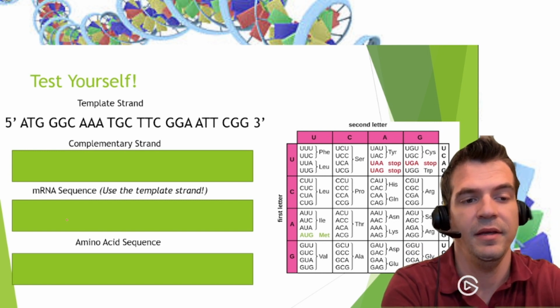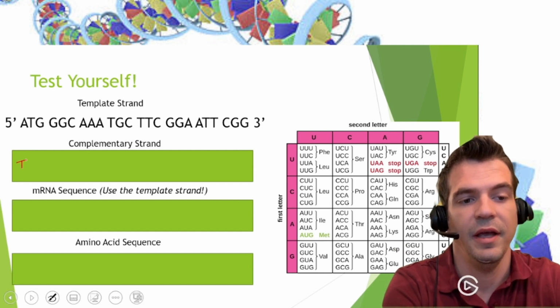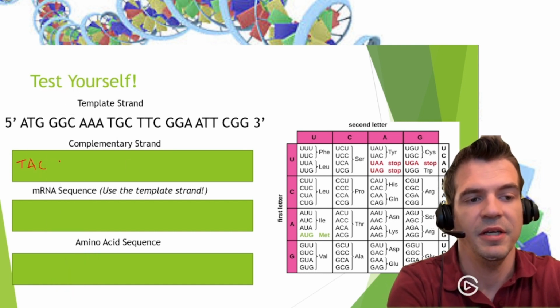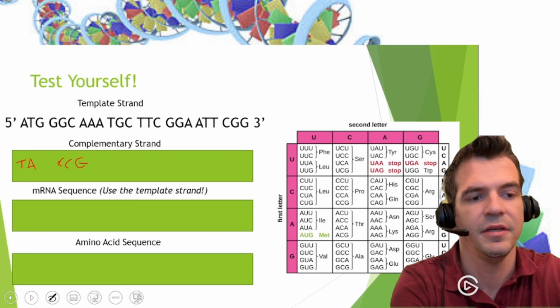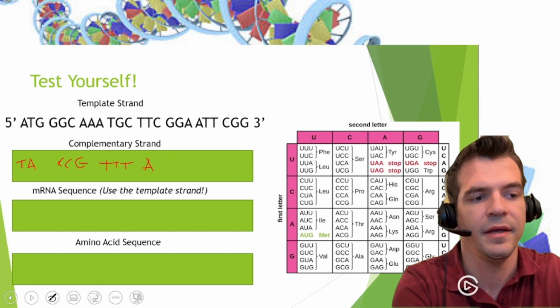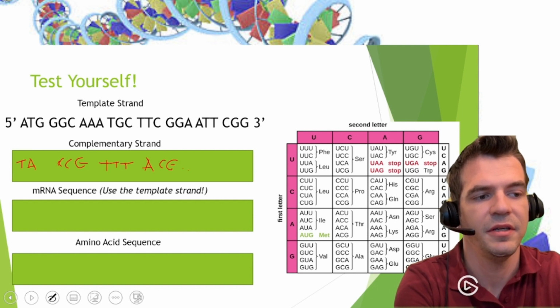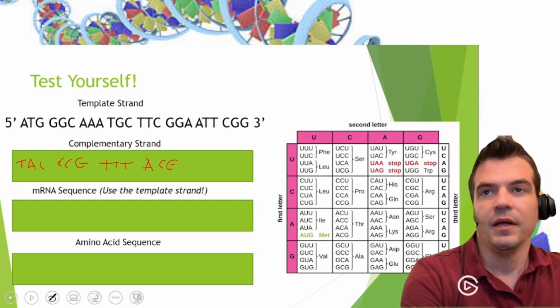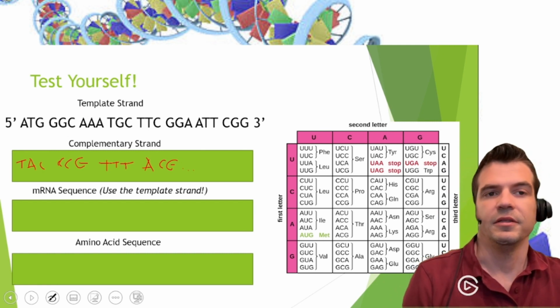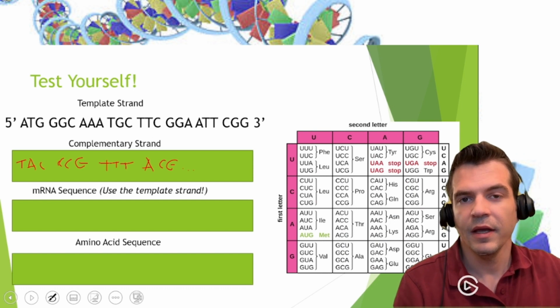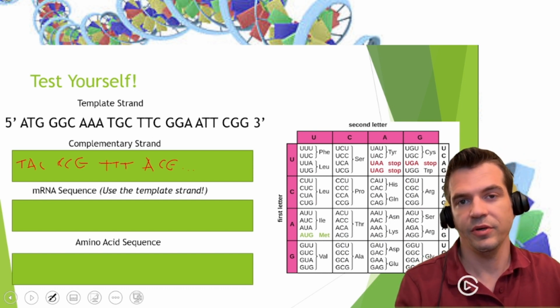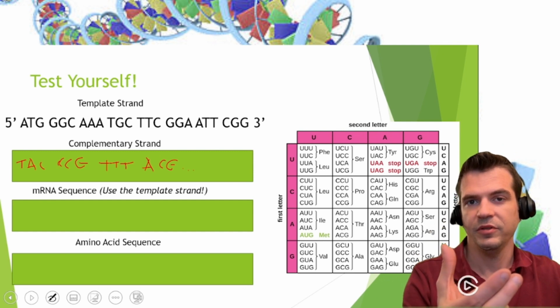So our A becomes a T, our T becomes an A, our G becomes a C. The G again becomes a C, C, C, G, T, T, T, A, C, G, etc. That is the complementary strand. It's pretty straightforward. Remember, in RNA, we switch our thymines for uracil. Okay, remember to switch those mentally.